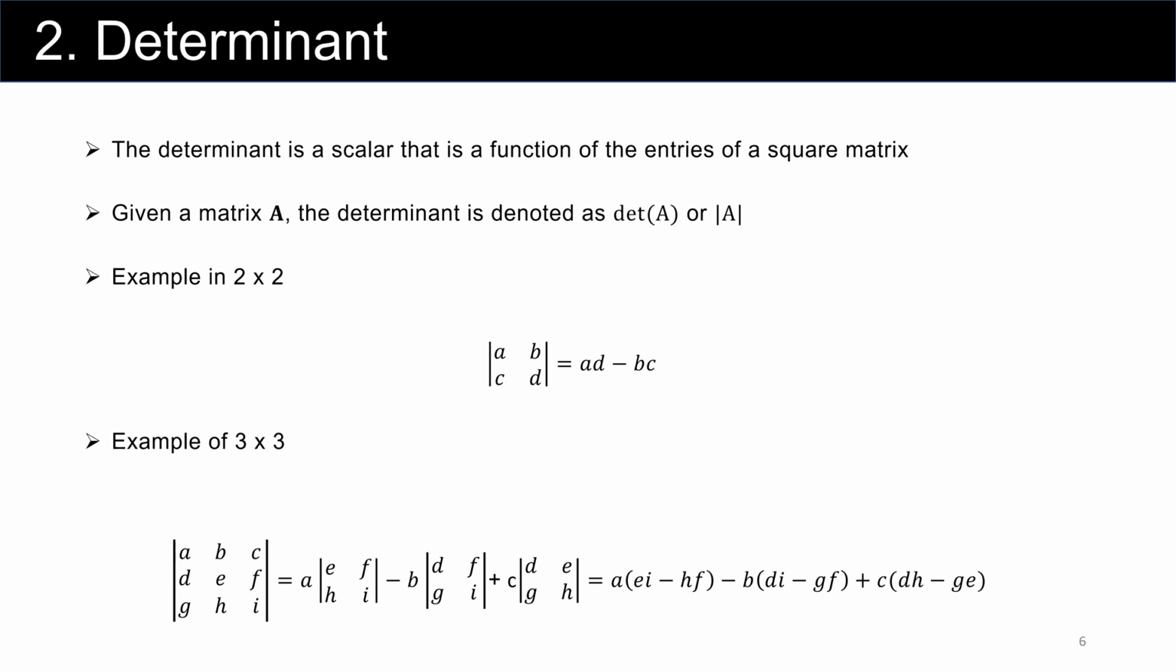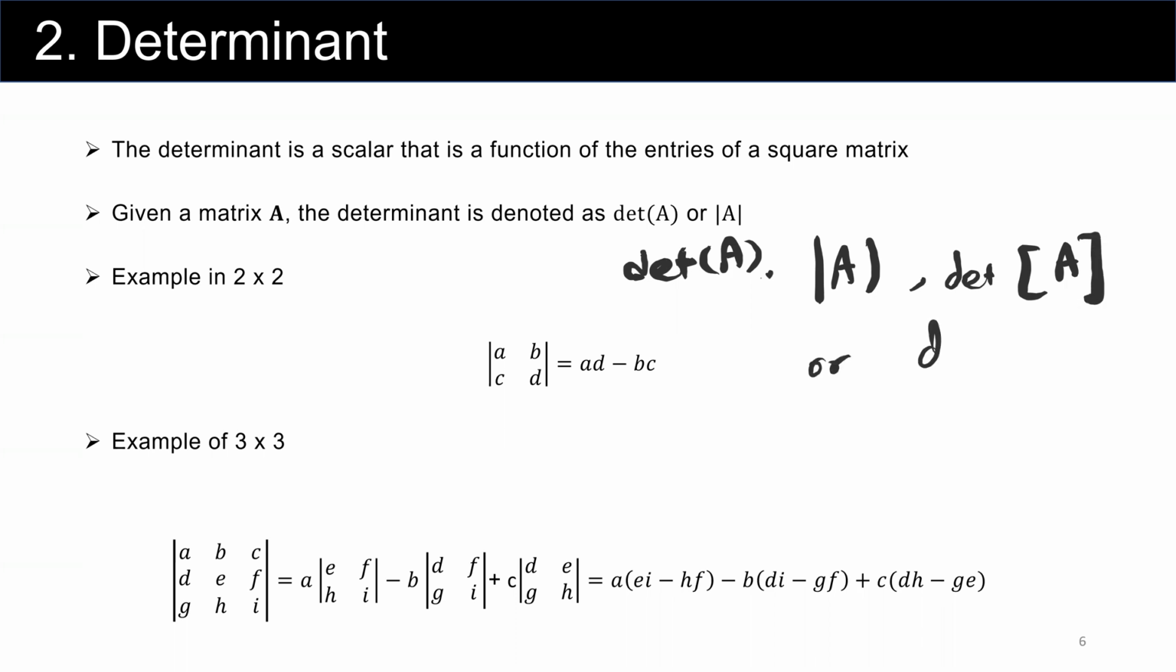The determinant of a square matrix, let's say matrix A, is denoted by various symbols. We can show it as det(A) or with vertical bars around A. Also, in some notations, they use det A without parentheses. So any of these notations is acceptable to show the determinant.